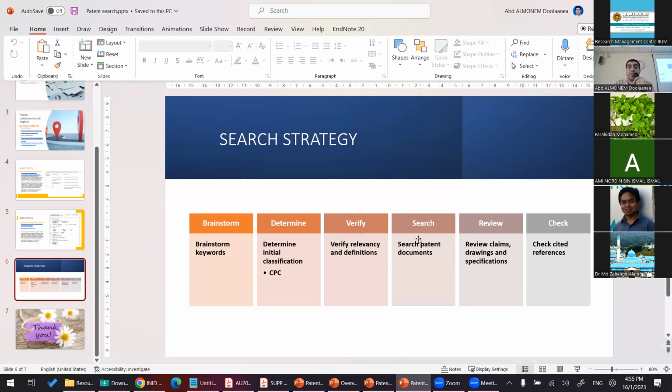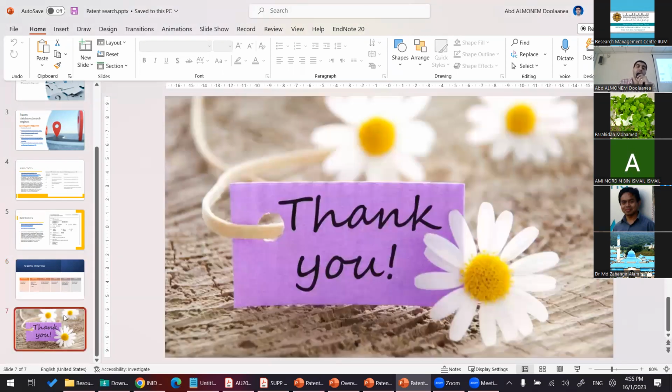Search patent documents until it becomes manageable, like 2-3 pages in Google, maybe 30-40 applications is okay. You can read the titles and pick up which one is more relevant. Review the claims, drawings and specifications, and check cited references if you also want to see other related documents. This is basically a general strategy to follow.